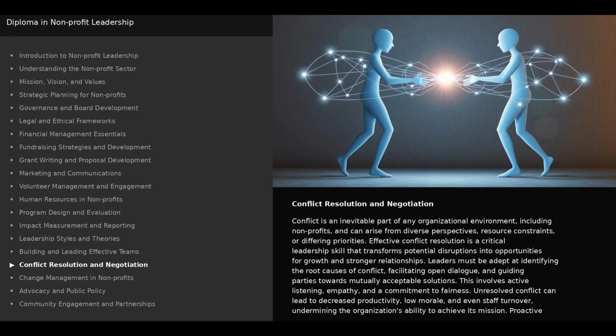Unresolved conflict can lead to decreased productivity, low morale, and even staff turnover, undermining the organization's ability to achieve its mission. Proactive conflict management is a hallmark of strong leadership.